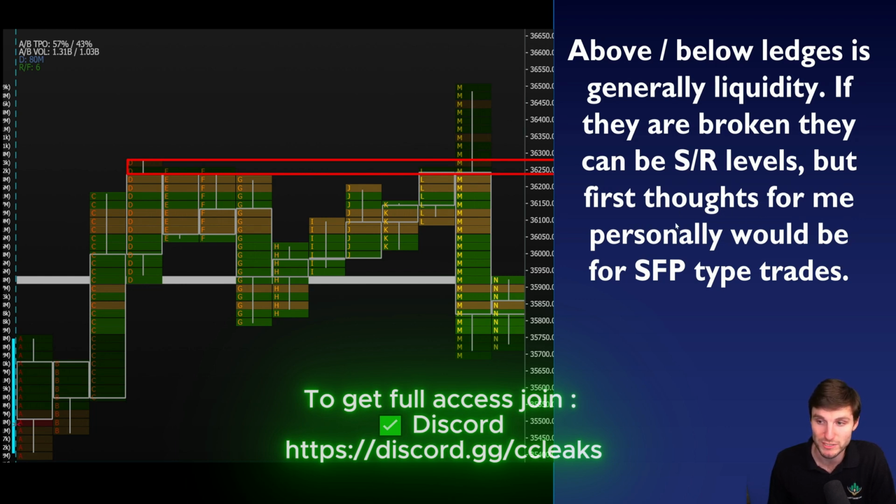My first thoughts are always going to be a swing failure pattern. I would never trade the breakout of a ledge. Some people might do this, but I personally wouldn't trade the breakout of a ledge. The first thing I'm always looking for if we form a ledge in the intraday is a swing failure pattern, because I just like to trade swing failure patterns. I find it pretty easy. So the first thing I'd always look at is the swing failure pattern. Of course, always got to be looking at the volume, open interest, and delta within this. But that's always my first thought, swing failure.